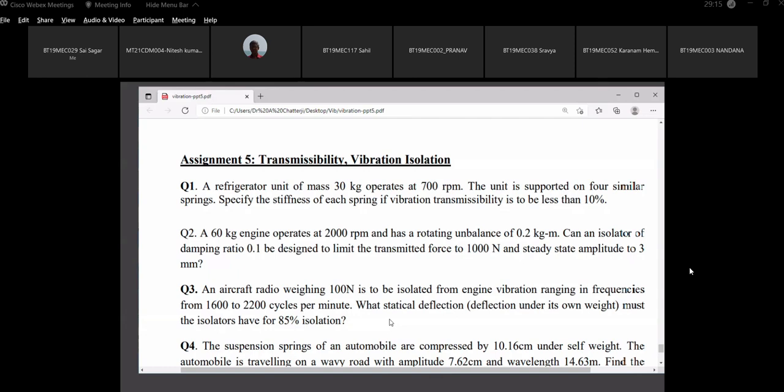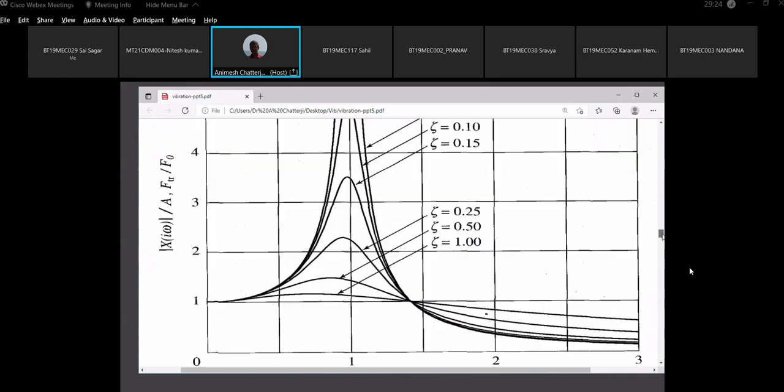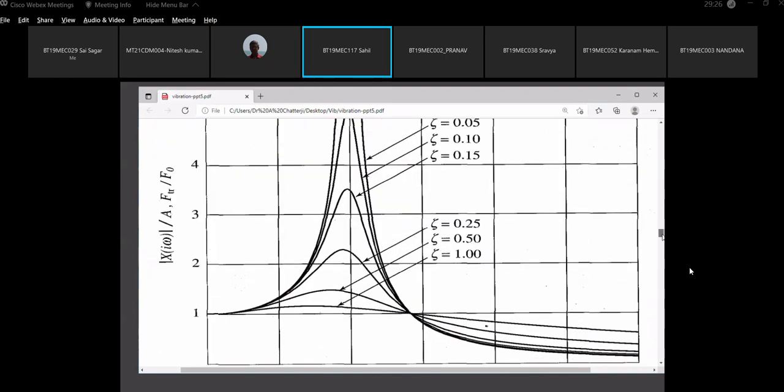See, the answer is very simple. You go back to the graph then. Sir, as the frequency reduces, the ratio also reduces. So our answer is 1600.